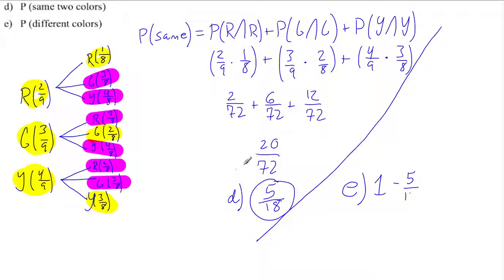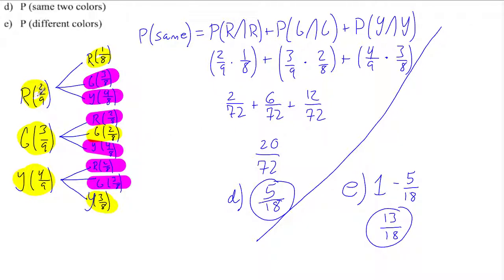5/18. Sorry about that. If I do 1 minus 5/18, I'm left with 13/18. So the probability that I get 2 different colors is 13/18. I can make it as simple as just subtracting it from 1, again because there are only 2 possible outcomes. I either have 2 of the same colors or 2 different colors. Therefore, those 2 possibilities must add up to 1.